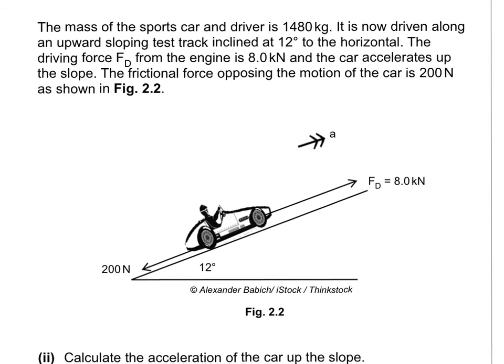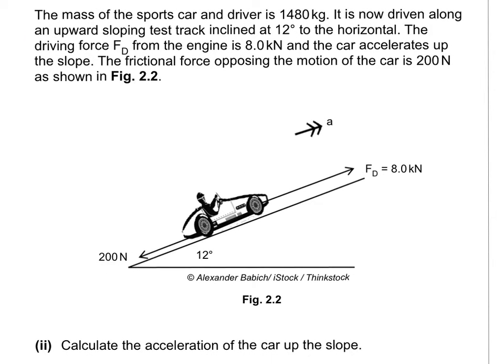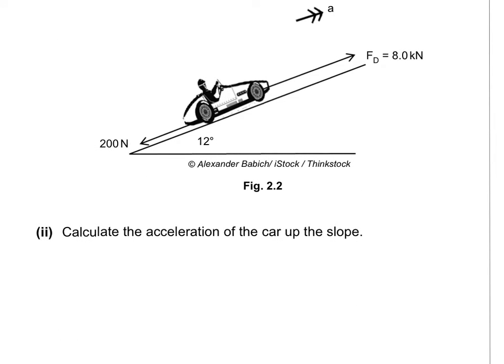The mass of a sports car and driver is 1480 kilograms. It is now driven along an upward sloping track inclined at 12 degrees to the horizontal. The driving force Fd from the engine is 8 kilonewtons, and the car accelerates up the slope. The frictional force opposing the motion is 200 newtons, as shown in the figure 2.2. So we've got a driving force here of 8 kilonewtons, resistance force here of 200 newtons, and we've got an angle of 12 degrees. Calculate the acceleration of the car up the slope.